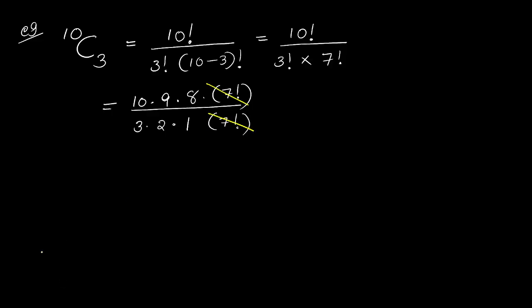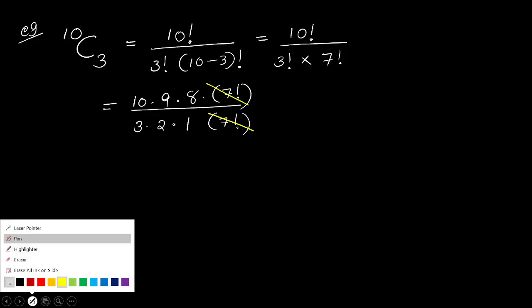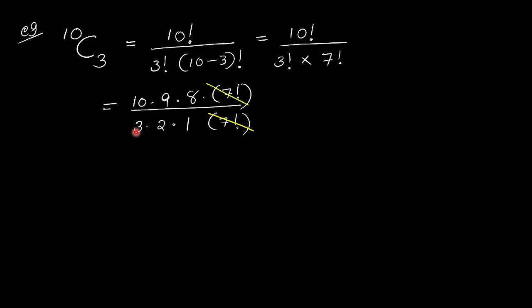7 factorial cancels. And after that you can cancel again. 3, 9, understood. 9 by 3, 3, 10 by 2, 5, like that. So what answer will you get? 5 into 3, 15. 15 into 8, 120. This is the formula; I found nCr using the formula.